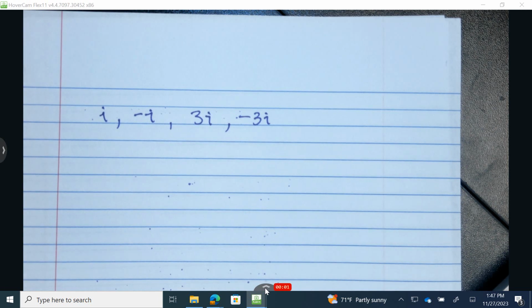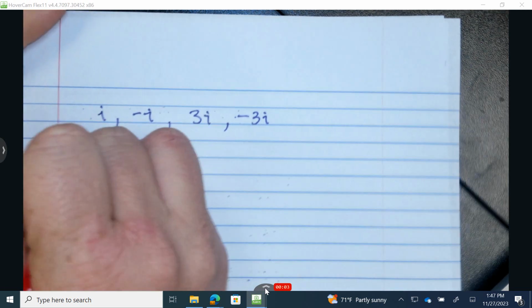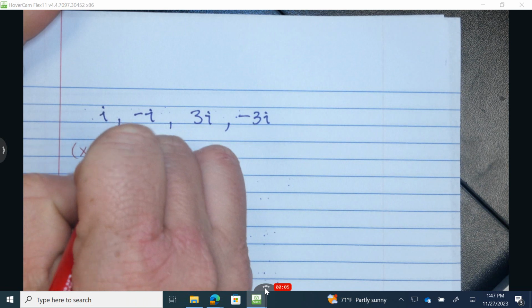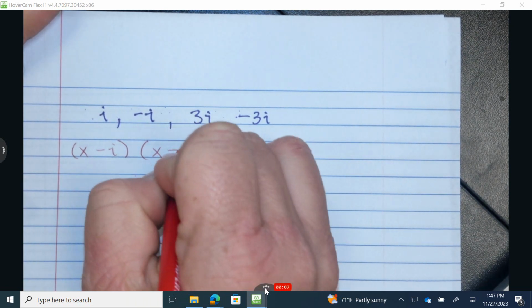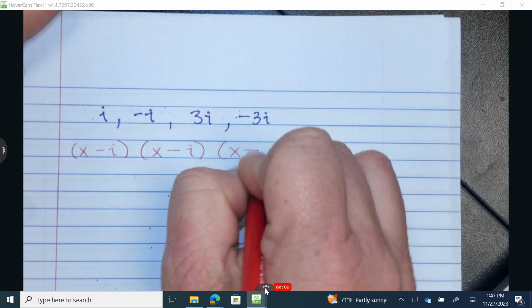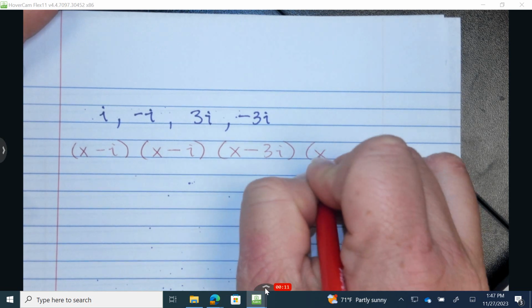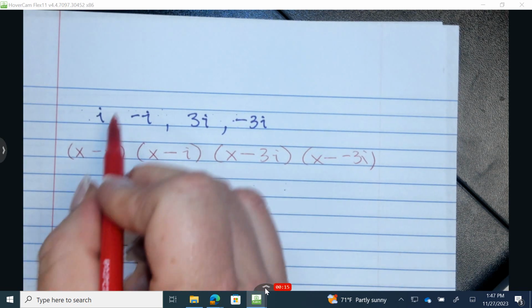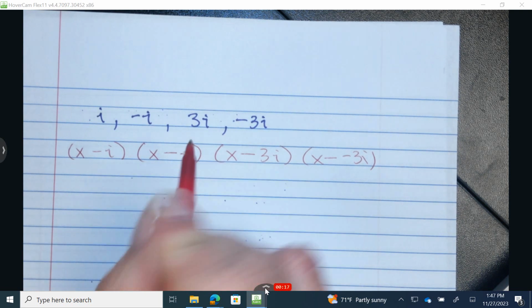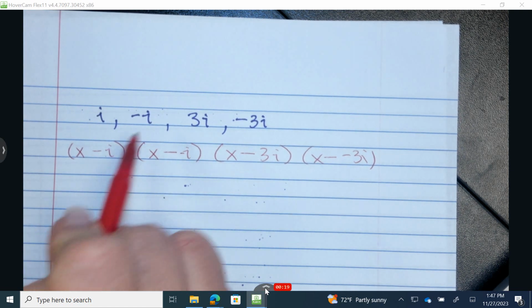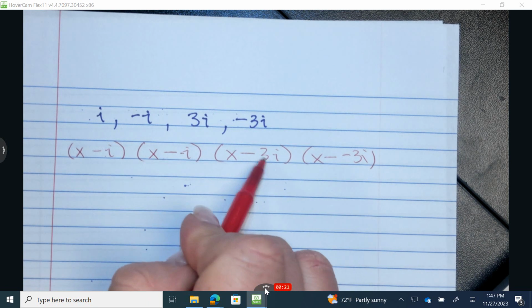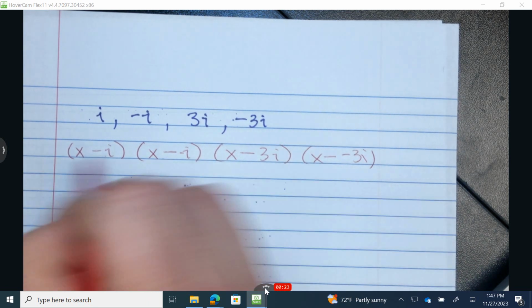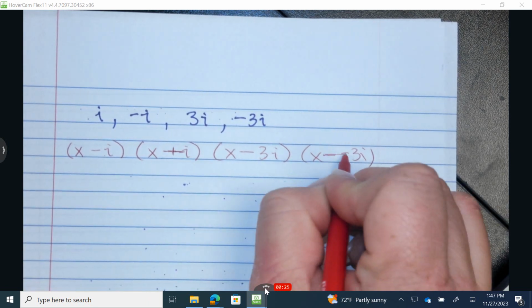Taking a look at number 14, I'm going to start by doing x subtract i, x subtract negative i, x subtract 3i, and x subtract a negative 3i. Okay, this should have been a negative i. So x subtract i, x subtract a negative i, x subtract 3i, and x subtract a negative 3i. The double negative makes a positive.